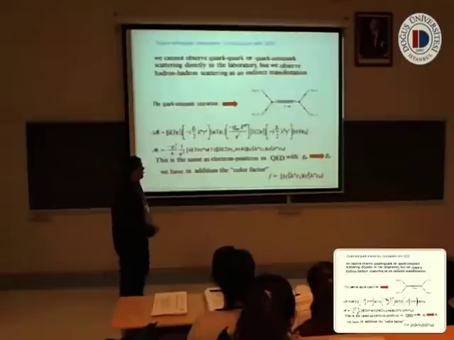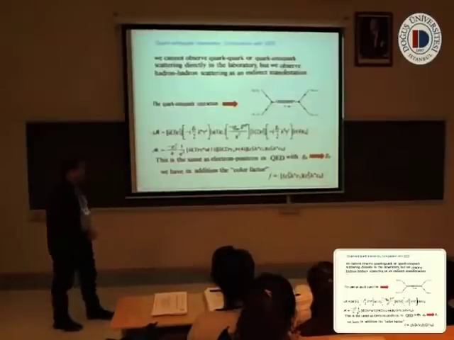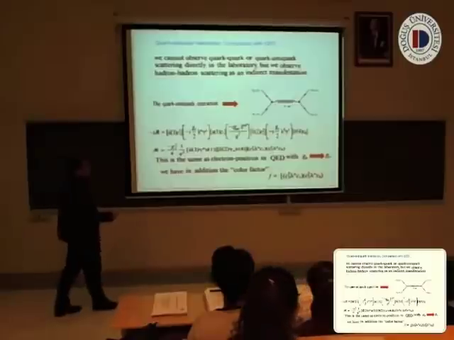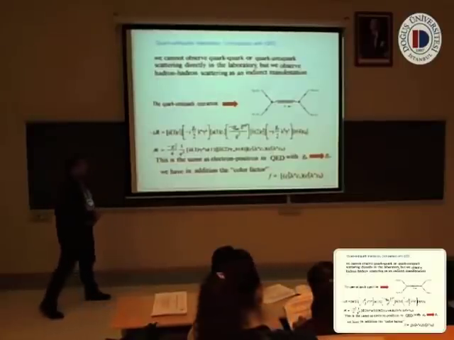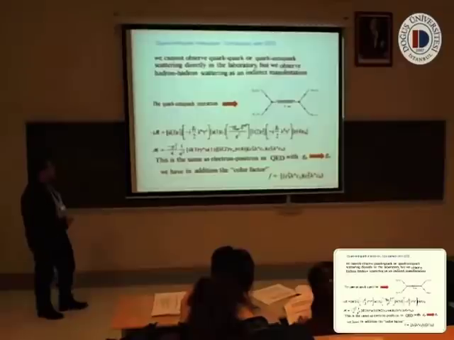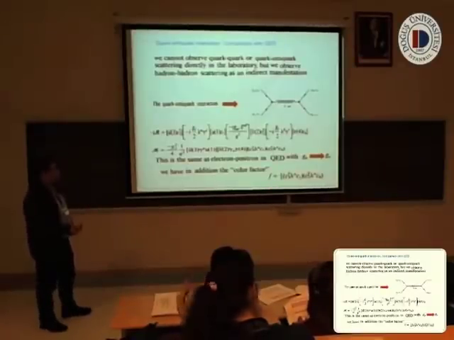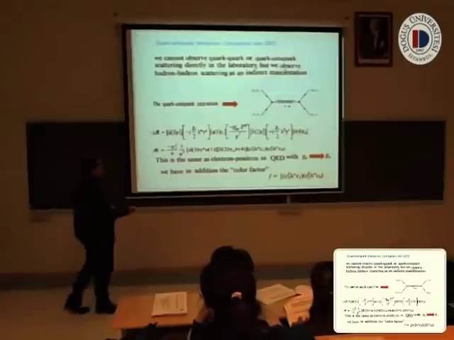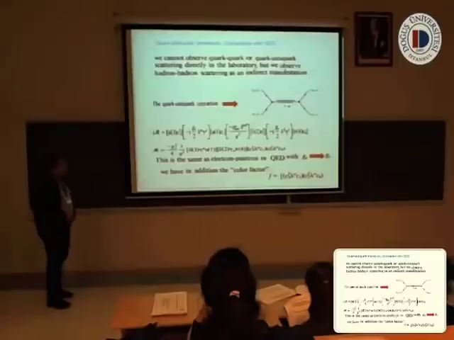Actually, this is not possible to have a scattering of quark and antiquark directly, but it is possible by colliding a proton and an antiproton, for example, as the low energy manifestation of this process.